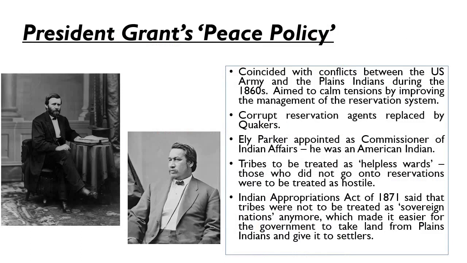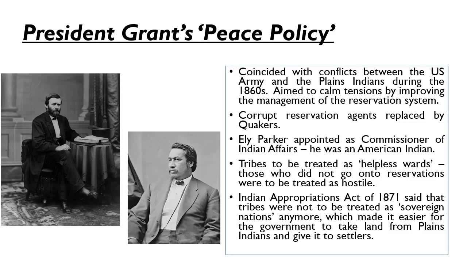Now, in 1868, at the end of this period, we'll see President Ulysses Grant implement the peace policy, which he puts in place in order to change course. This is really after the failure of the Bozeman War, or Red Cloud's War. The US government doesn't do very well in that conflict. We see changes to the policies. We see an American Indian man, Eli Parker, appointed as Commissioner of Indian Affairs. We see reservation agents being replaced by Quakers in order to try to calm tensions down.